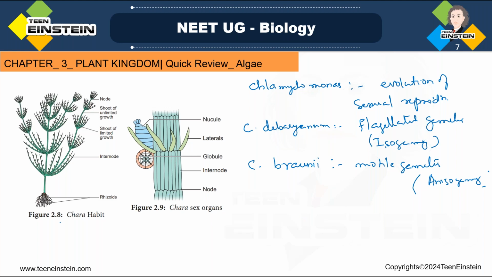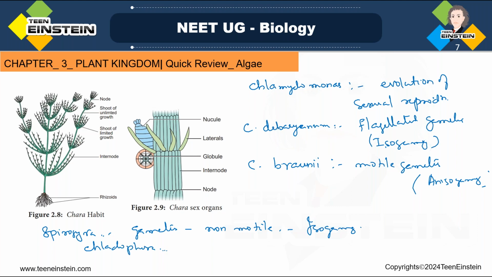About Spirogyra, the gametes are non-flagellated. Spirogyra gametes are non-motile because they don't have flagella to move, and they are similar in size because isogamy is taking place. Then what about Cladophora? In Cladophora, the isogametes are biflagellated. Isogamy is taking place, and biflagellated gametes are forming.